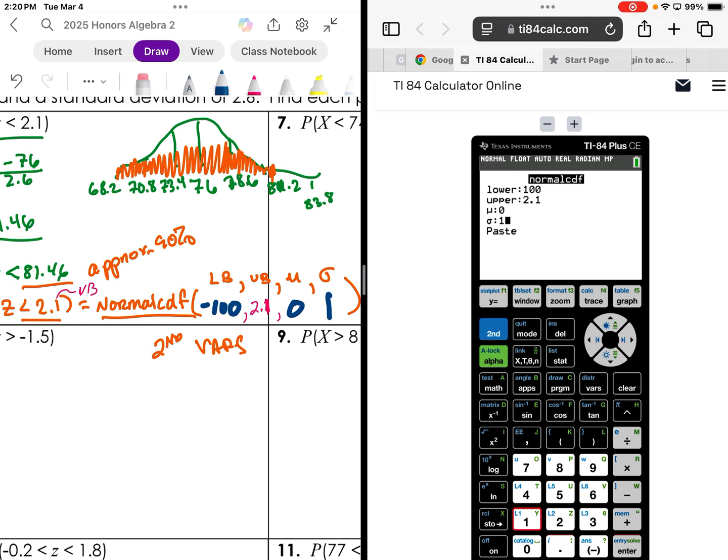I know it's a lot. I drew the picture of the graph, and I know that, hey, there's roughly 90% of the data to the left. So I should be getting an answer close to 90% once I hit enter. So I hit enter a couple times. I hit enter again. Hit enter one more time.